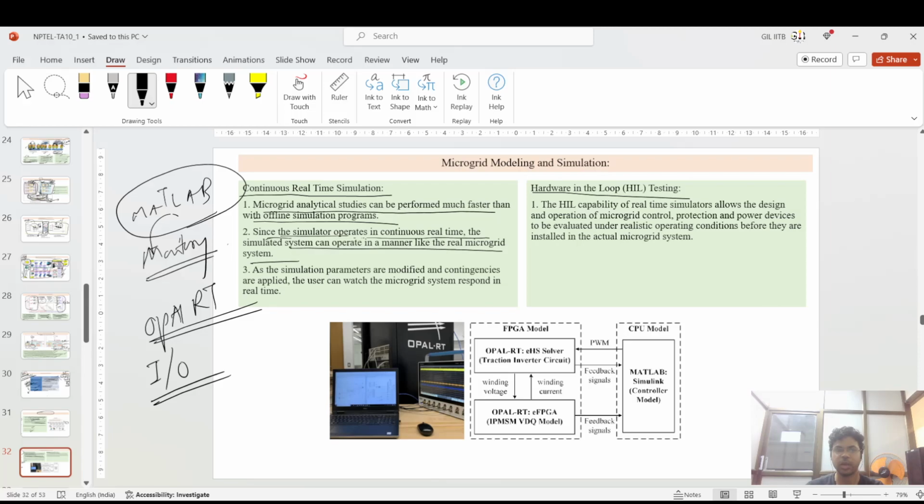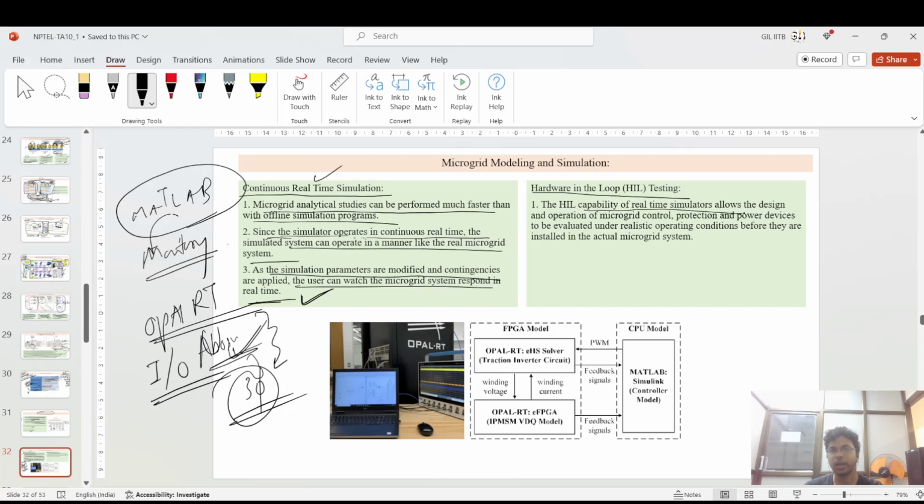In continuous real time, the simulated system can operate like a real microgrid system. As the simulation parameters are modified and contingencies are applied, the user can watch the microgrid system respond in real time. That is valuable, because you cannot create a three-phase fault directly on the grid. So you simulate it, create the fault in the system, and see the abnormal behavior in real time. For that you need continuous real-time simulation.